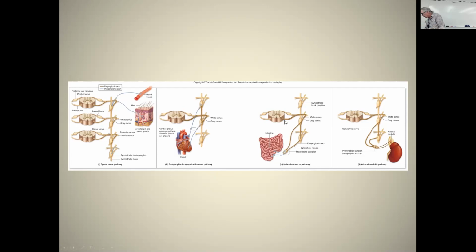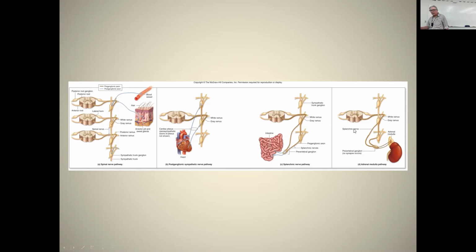Then a splanchnic nerve route. The preganglionic axon leaves, goes out and goes through a sympathetic chain ganglion, but doesn't synapse on a cell there. It goes straight through and goes on to what's called a prevertebral ganglion out here. And that's where the cell body of the postganglionic neuron will be. Then that postganglionic axon will leave and go to the organs being innervated. So that's like the small intestine.